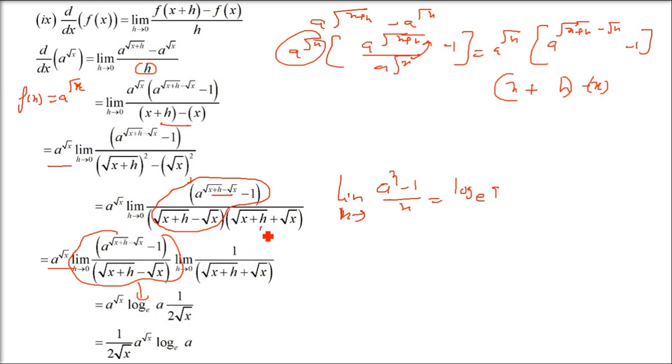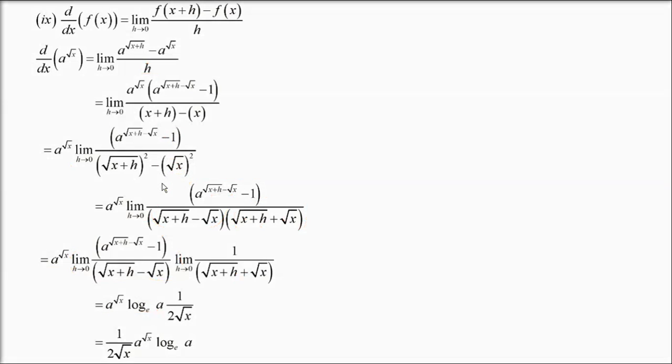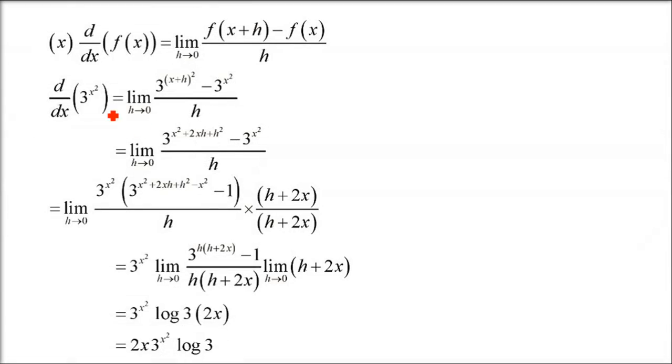What about this one? You put h as 0. Apply the limit also here. h is 0, so you have root x plus root x. That is 2 root x, it will come. So the final will be a raised to root x times log a, by 2 root x. Final answer is this. Again, if you understood the previous two, you will be able to understand this one also.